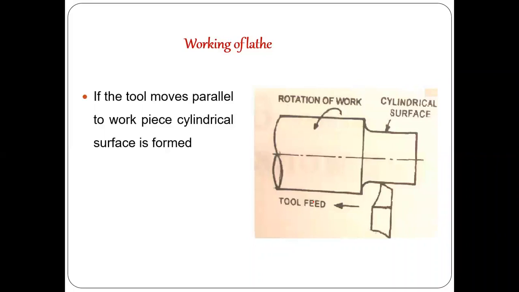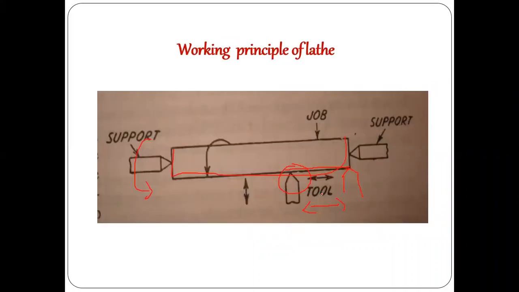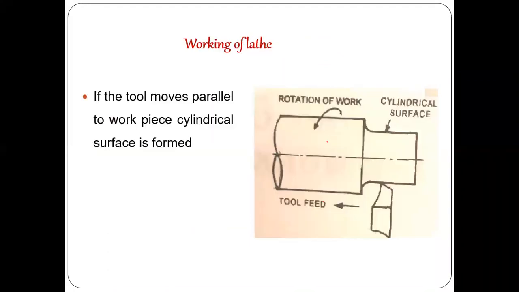In addition, the basic operation is happening here. Initially it is this much diameter, so this is the diameter of the workpiece initially. As the material is removed by this cutting tool, this unwanted material is removed, and finally we are going to get this size of diameter. The tool moves parallel to the workpiece, parallel to the axis of rotation. So this is the axis of rotation, and this is the movement of the tool. The tool is moving parallel to this one.